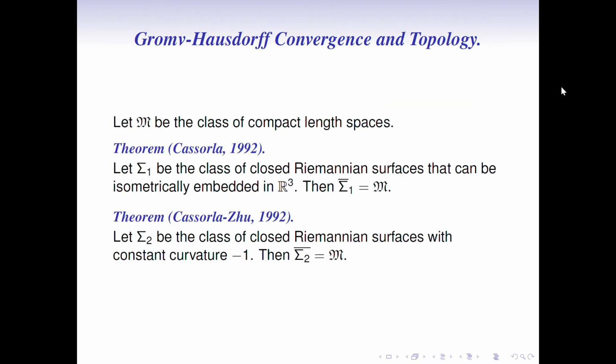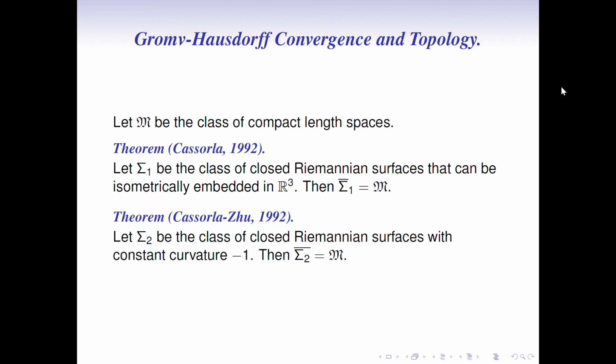As we can see from these two density theorems by Cassorla and Su, closed surfaces with Riemannian metrics are everywhere. The first theorem here says that sigma 1, the class of closed Riemannian surfaces that can be isometrically embedded in R3, is Gromov-Hausdorff dense in the class of compact length spaces. It says that for any compact length space you take, no matter how ugly it is, there is a surface in R3 which we can actually visualize that looks like your length space.